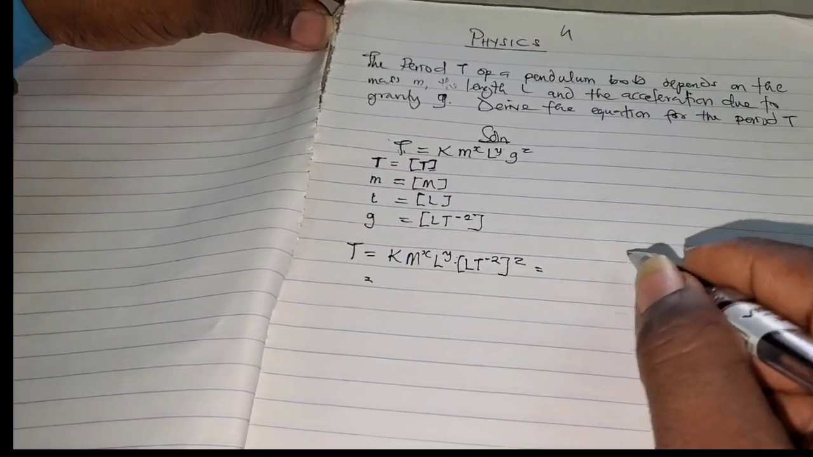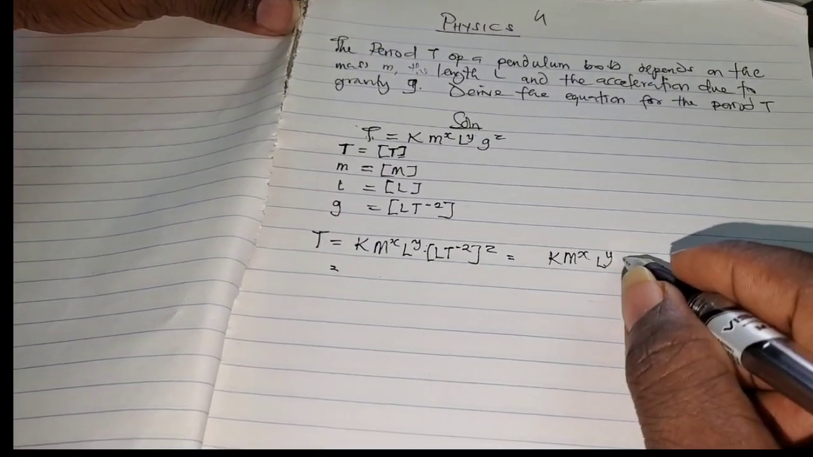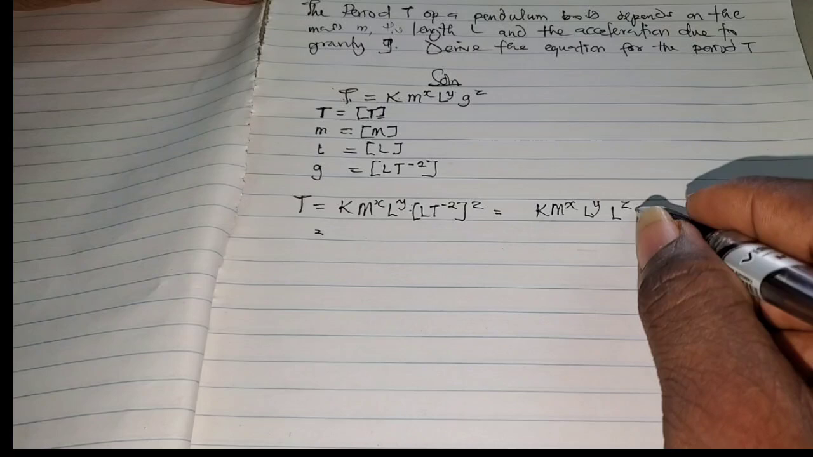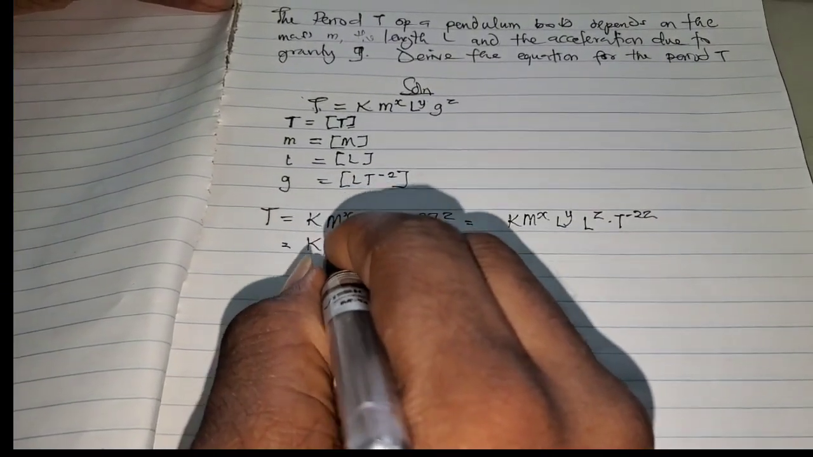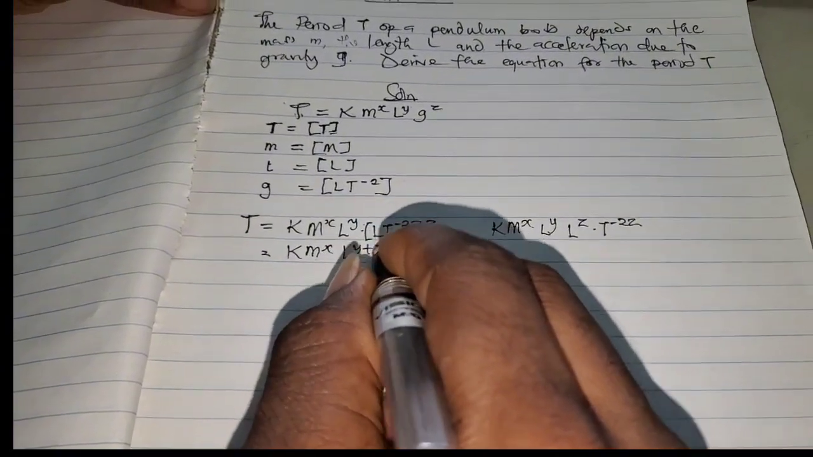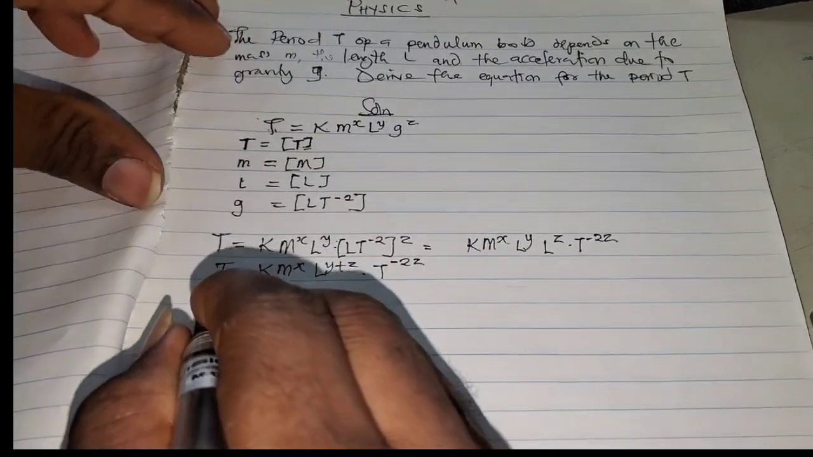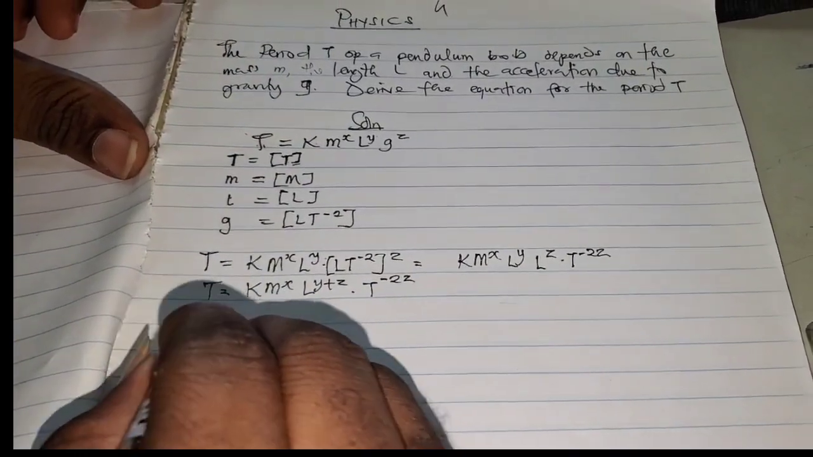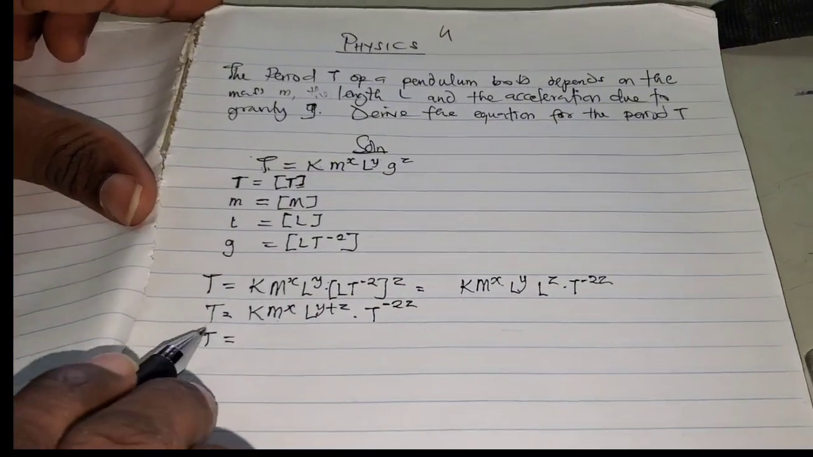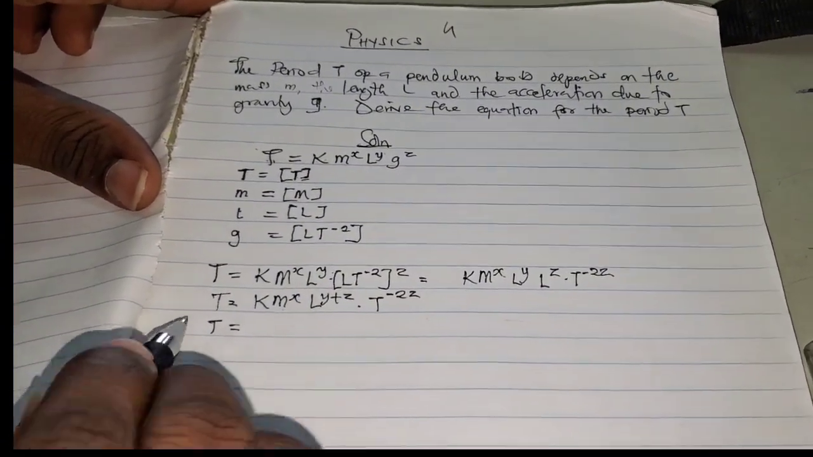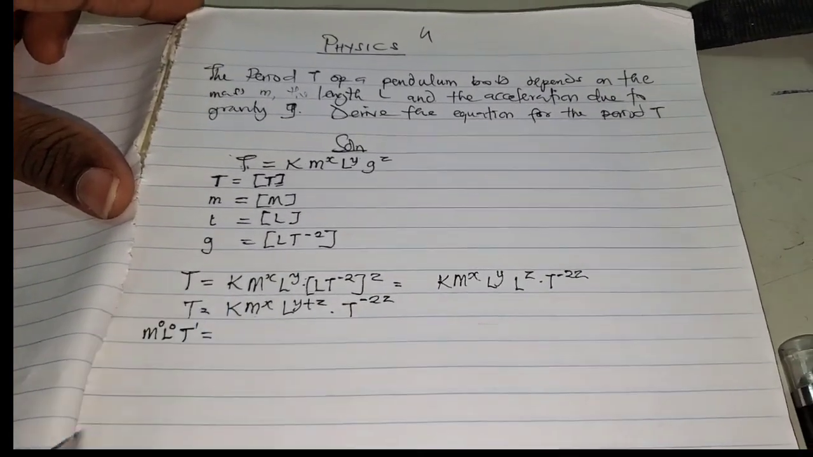Then this, we can open it up. We have k M^x L^y L raised to power z times T raised to power minus 2z. Then combining them, we have k M^x L^(y+z) T^(-2z). Now this T equals to, since there is no value of M and L here, we can write it as M raised to power 0, L raised to power 0, then T raised to power 1.